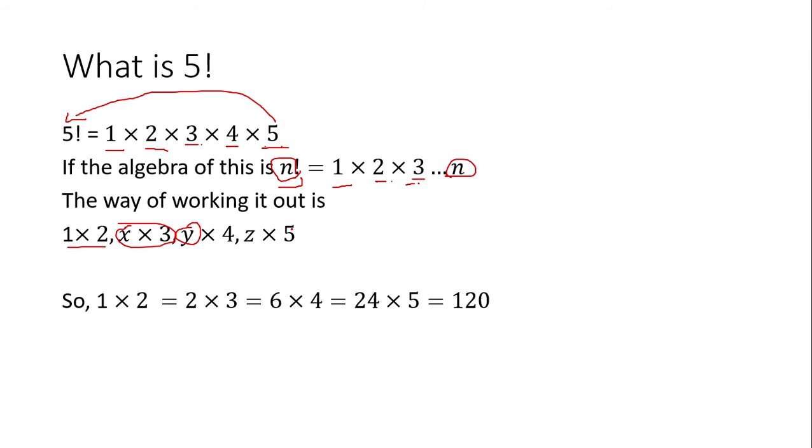Again, 1 times 2 is 2, 2 times 3 is 6, 6 times 4 is 24, 24 times 5 is 120. In the end, 5 factorial is 120. That is how you work it out.